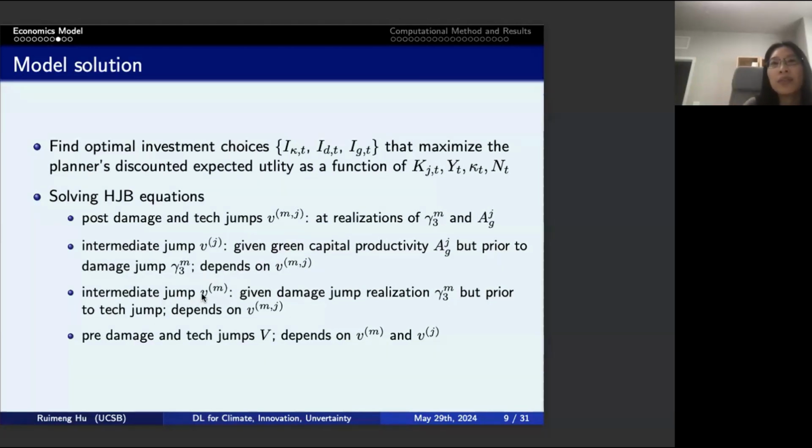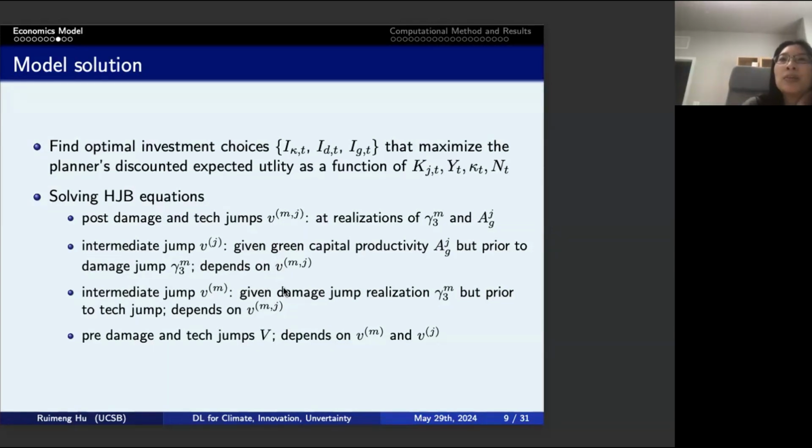Similarly, we have the notation VM. This is the HJB equation for the social planner where the damage jump has already occurred, and we already know the value for gamma 3M, but not the technology jump. We are still expecting, or still hoping, to have a tech jump in the future, which would reveal the possible value for AGJ. In that case, your VM will also depend on the post-damage, post-tech value functions.